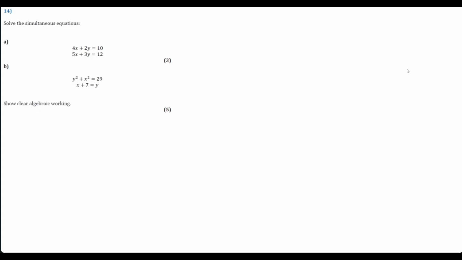Question 14, we have two simultaneous equations. One is the easier one and b is the harder one. Okay, let's just go for a first. 4x plus 2y equals 10. And 5x plus 3y equals 12.